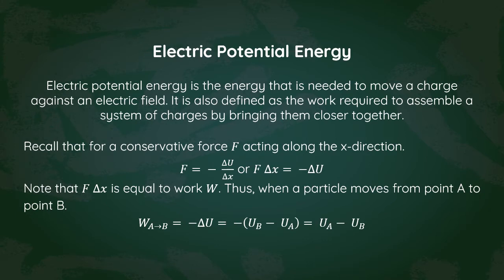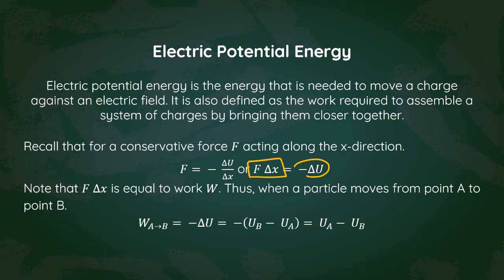Now recall that for a conservative force F acting along the x direction, force can be calculated as the negative change in potential energy divided by its change in position. Or, if we transpose the change of x, force times change of x is equal to the negative change in potential energy. Now, your force times change in position is also equal to work.